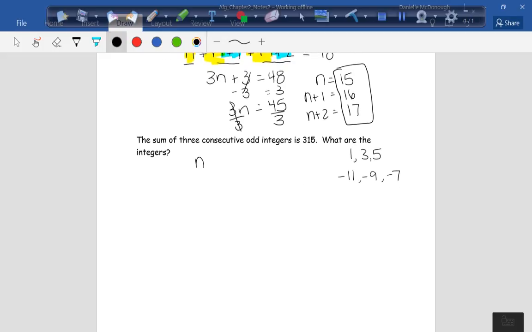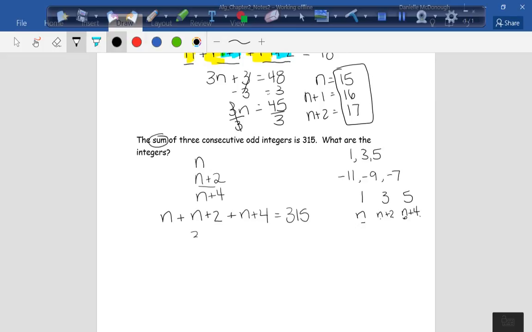In this case, though, it's not going to be n plus 1. It's going to be n plus 2 and n plus 4. The reason why is because if you had 1, 3, and 5, there's your n, here's your n plus 2, and here's your n plus 4. Because here's your 1, 1 plus 2 is 3, and 1 plus 4 is your 5. Again, it's talking about the sum, so we're going to add these together. So it's going to be n plus n plus 2 plus n plus 4 is equal to 315.